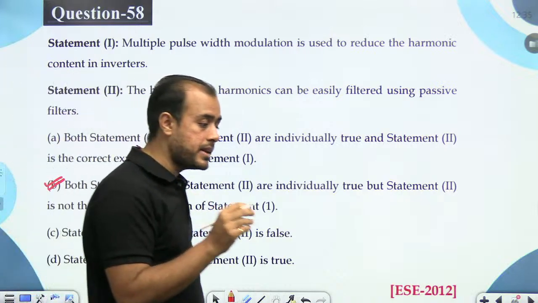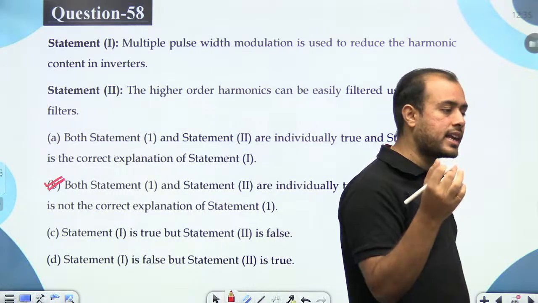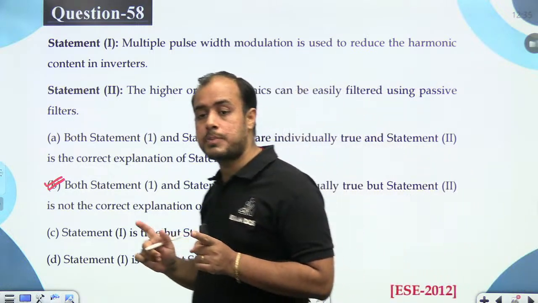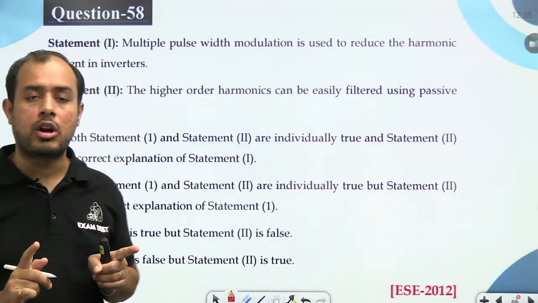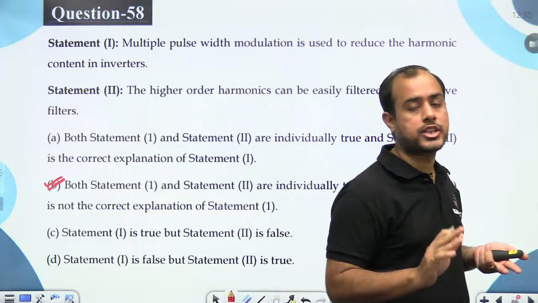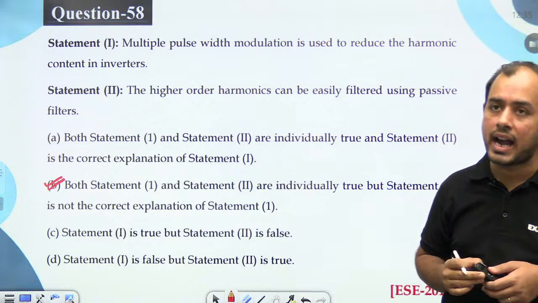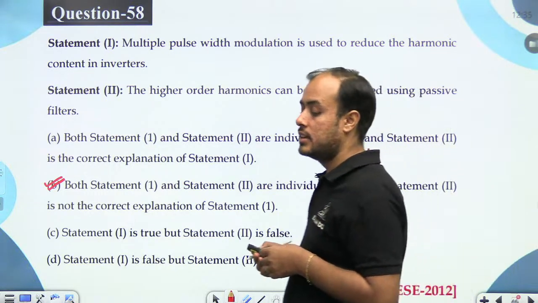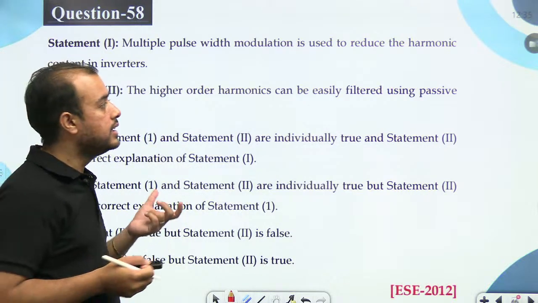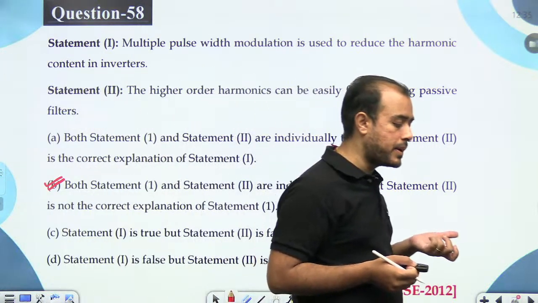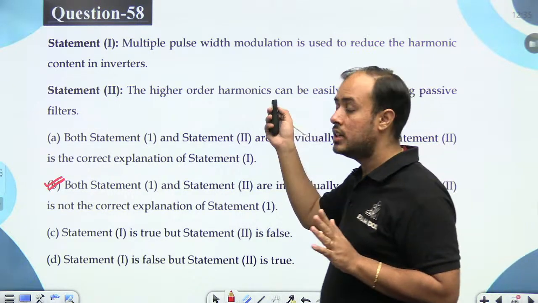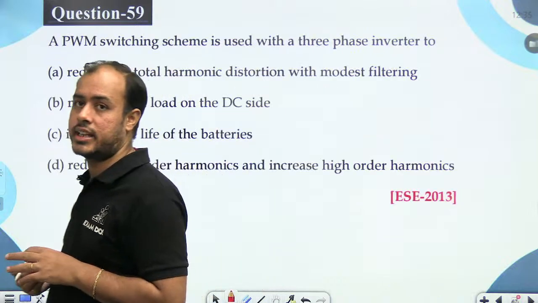क्योंकि फर्स्ट स्टेटमेंट में क्या हो रहा है कि लोअर ऑर्डर हार्मोनिक गायब ही हो गए. सेकंड स्टेटमेंट फिल्टरिंग की बात कर रही है. मल्टीपल पल्स मॉड्यूलेशन will eliminate the lower order harmonic even without filtering. But after multiple pulse modulation, if you want, you can remove higher order harmonic using filtering. So the second statement will be additional to the first statement. तो आपके lower order harmonic multiple PWM पहले ही भगा देगा, फिर higher order harmonic के लिए आप filtering कर सकते हो. तो second statement first का explanation नहीं है.